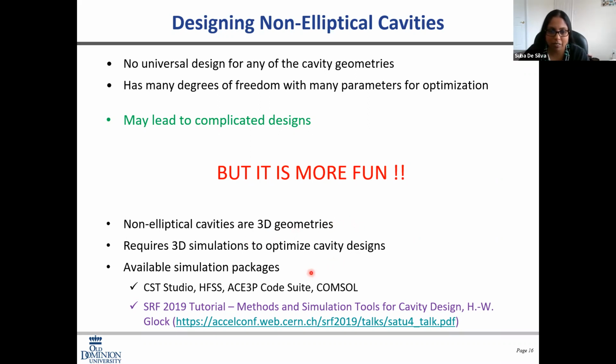So you do need 3D codes, and there are many codes out there. Some of them are commercially available to many accelerator facilities where you can use them. And you can check out this tutorial talk where they talk about all these packages to use in optimizing cavity geometries.